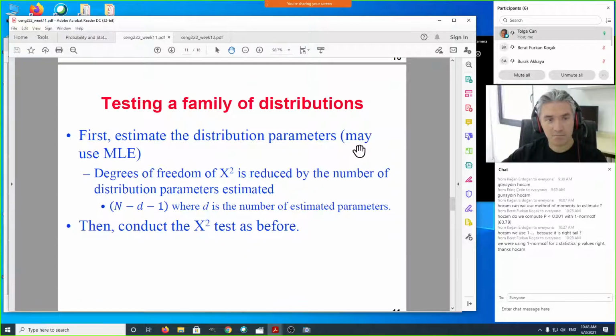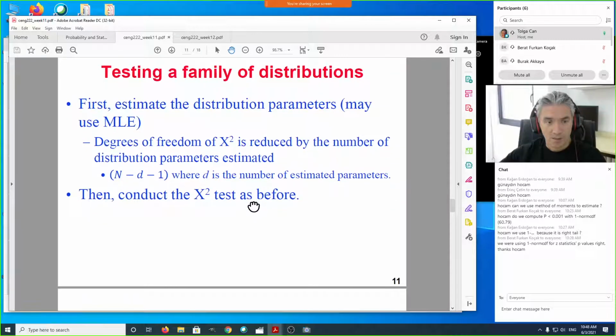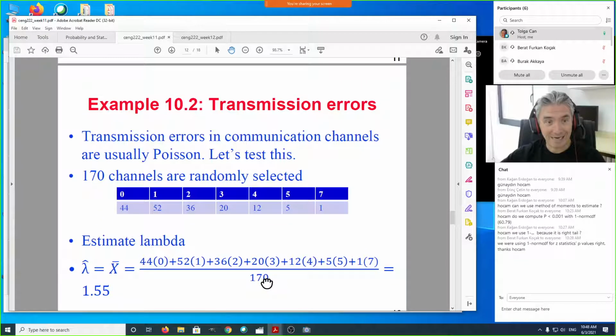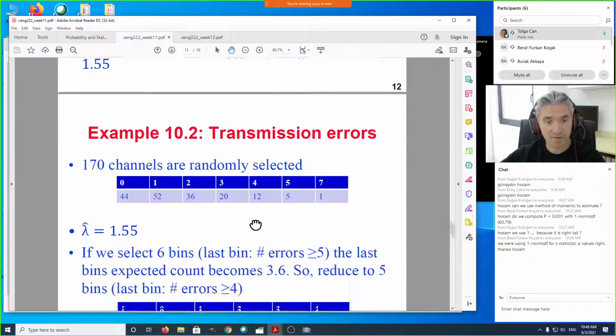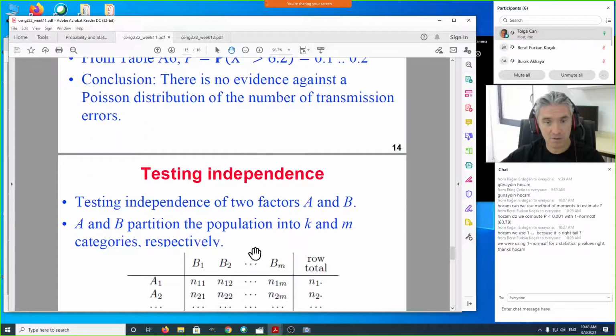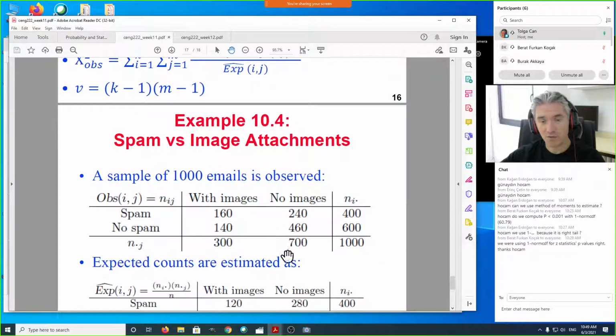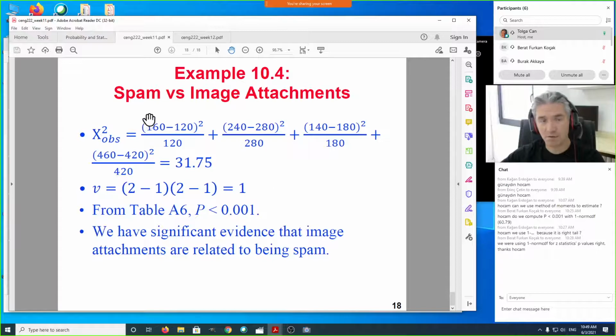So here it says we may use the maximum likelihood estimator. To answer your previous question, Khan, we can use other estimators too. So maximum likelihood is not a hard rule. This transmission errors example, we also covered this. That was again an example from the book where lambda was 1.55. So that's the same example. And testing independence, the spam email example, I think is the same. Yeah, we have also covered this one. So we have covered every one of these slides. So this officially concludes our discussion on chapter 10.